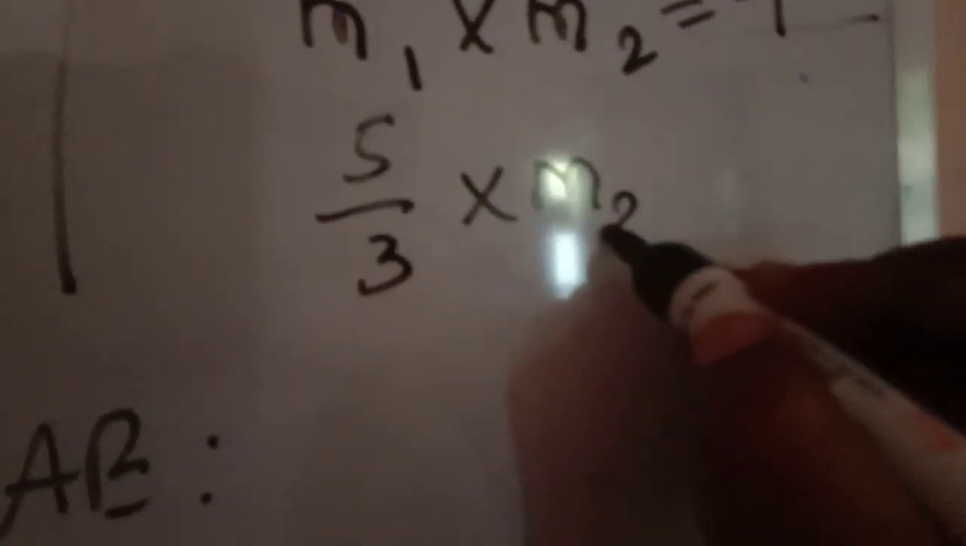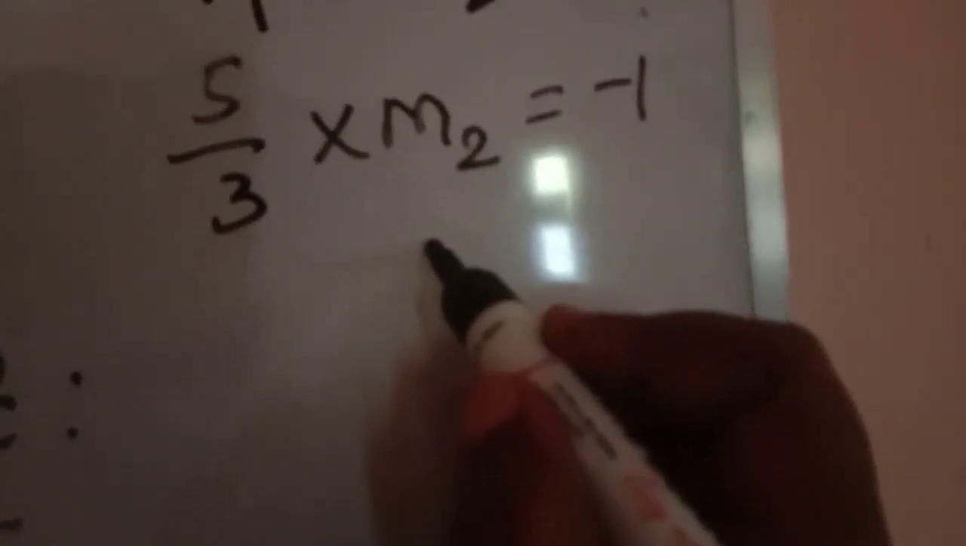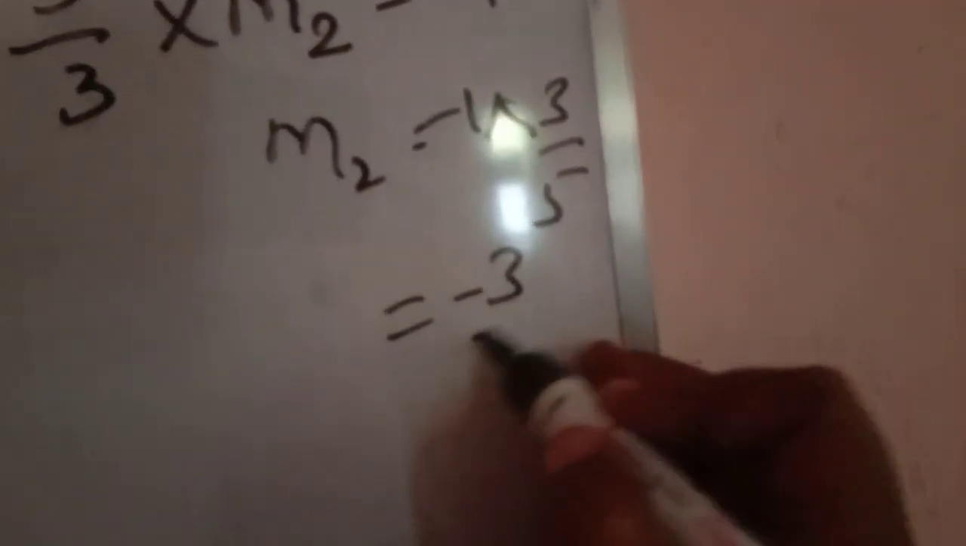Because these two are perpendicular. So this slope we found is 5 by 3, and we have to find m2. So m2 is equal to minus 1 into 3 by 5, that is minus 3 by 5. So the slope of AE is equal to minus 3 by 5.